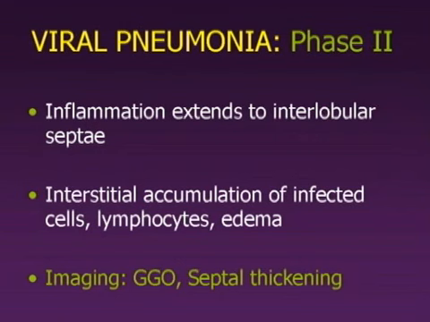The second phase of a viral pneumonia is when the inflammation extends to the interlobular septi. In the interstitium, there's an accumulation of infected cells, lymphocytes, and edema, and the imaging correlate of this stage of the disease is ground glass densities and septal thickening. This is another more advanced viral pneumonia.